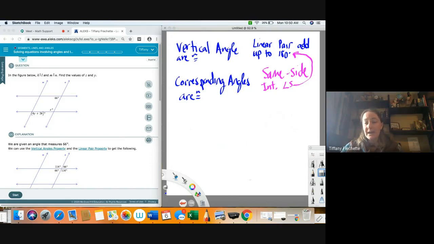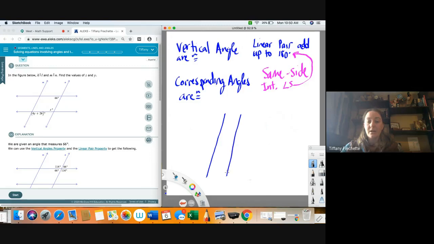And then we also had same side interior angles. And I had added this one once we were working on this. And so I added another color. And if you notice, it's pointing at this sentence here, meaning that it has the same relationship. So same side interior angles also add up to 180 degrees. Doesn't mean that they're necessarily linear pairs, but it's actually related to linear pairs.